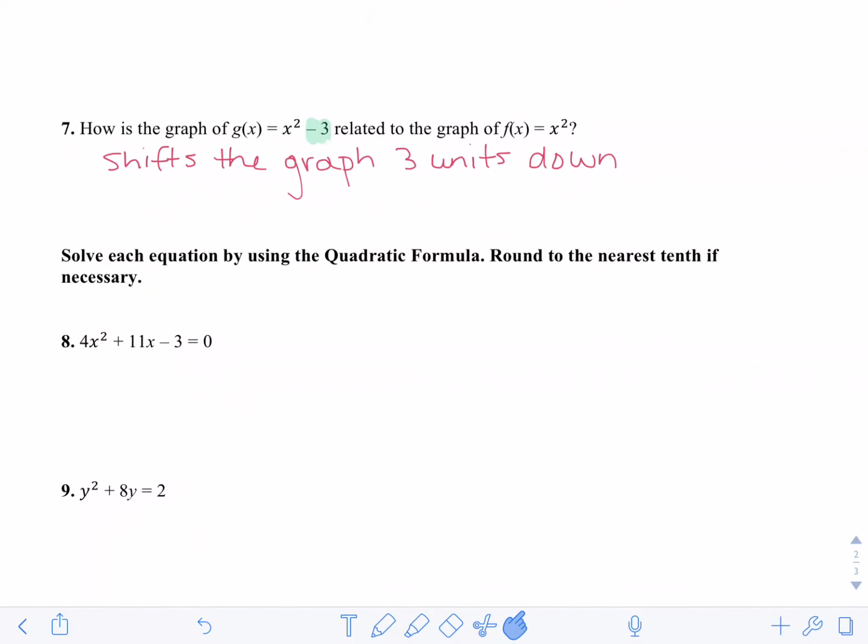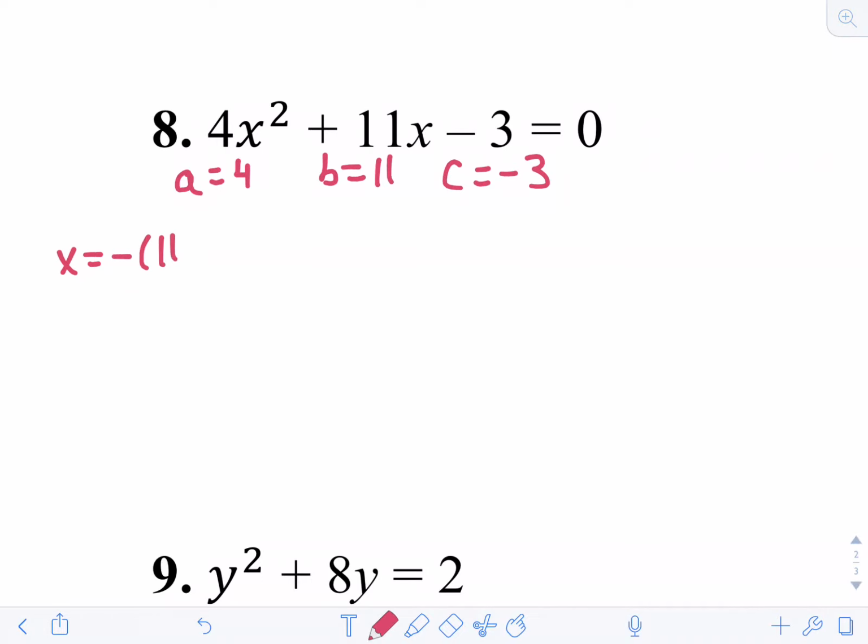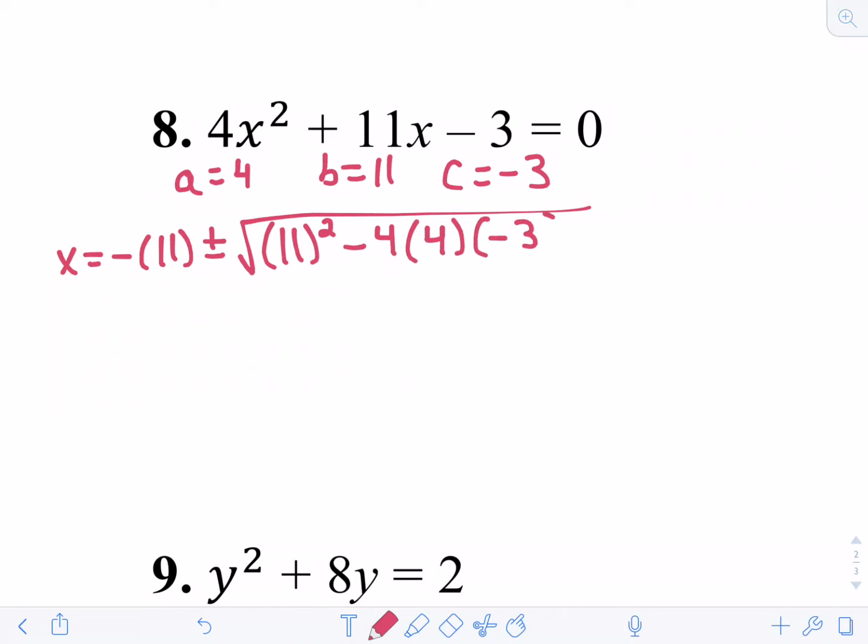Okay, solve each equation by using the quadratic formula, rounding to the nearest tenth if necessary. So for number 8, a is equal to 4, b is equal to 11, c is equal to -3, and I can say that because it said equal to 0. So x is equal to -b plus or minus the square root of b squared minus 4ac, all over 2a.